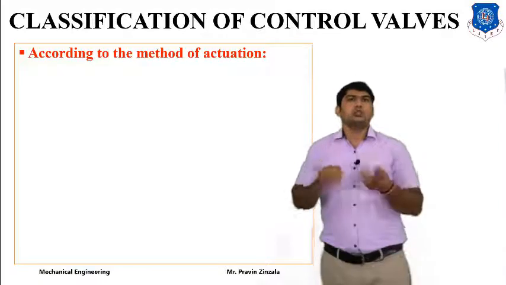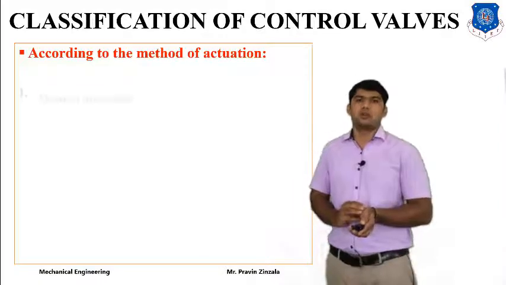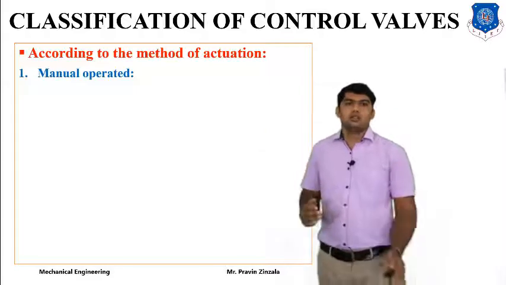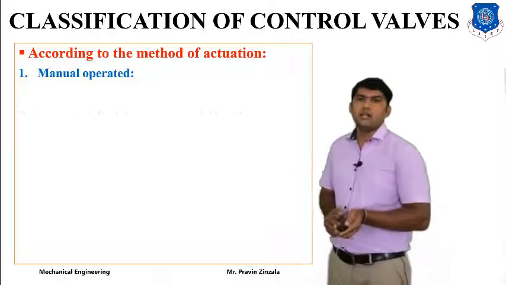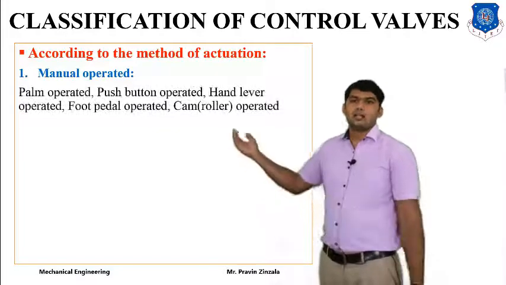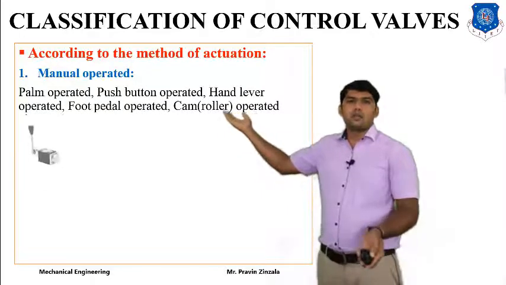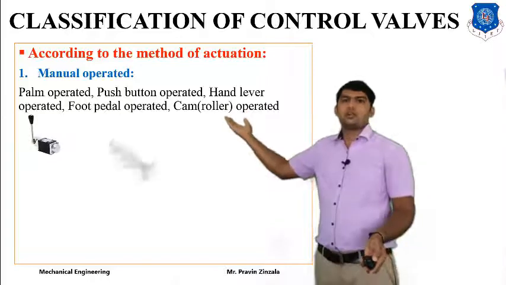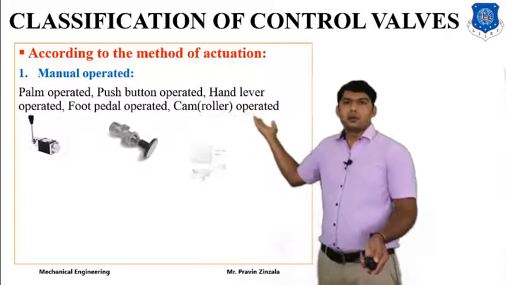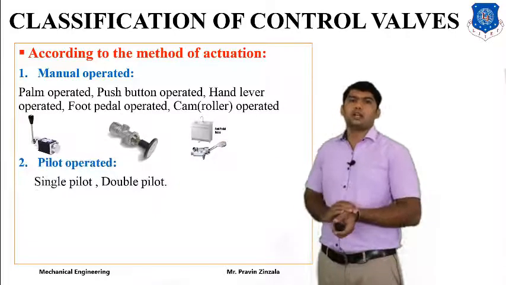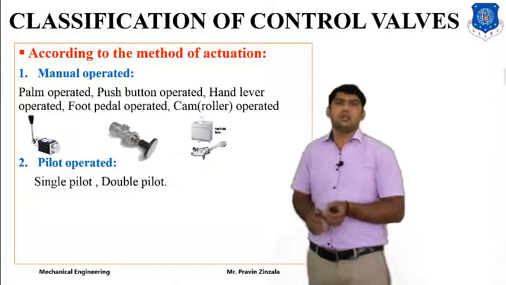The second classification of control valves is according to the method of actuation. It means how to operate the different types of control valves. The first example is manual operation. We can operate different types of valves manually. Examples of manual operation are palm operated, push button operated, hand lever operated, foot pedal operated or cam operated valves. So we can also operate it manually.